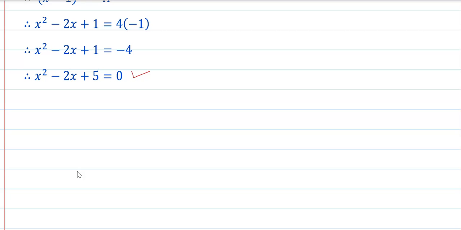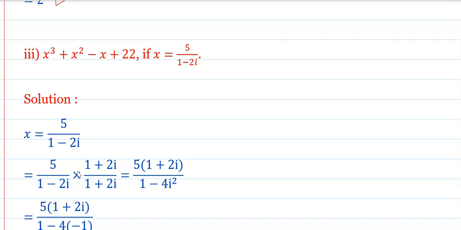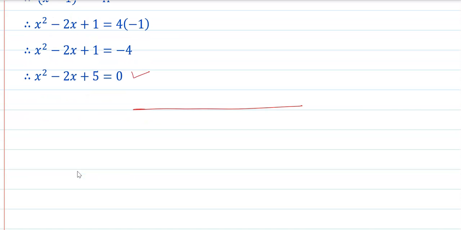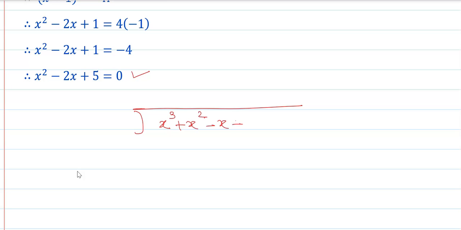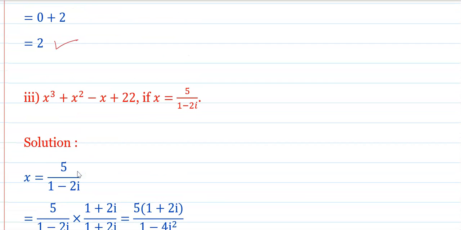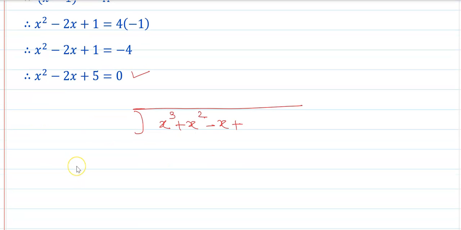Okay. Now again here division. See this here. We'll divide the given polynomial. What is that polynomial? x cube plus x square minus x plus 22. x cube plus x square minus x, and last is plus 22. And the divisor is x square minus 2x plus 5.